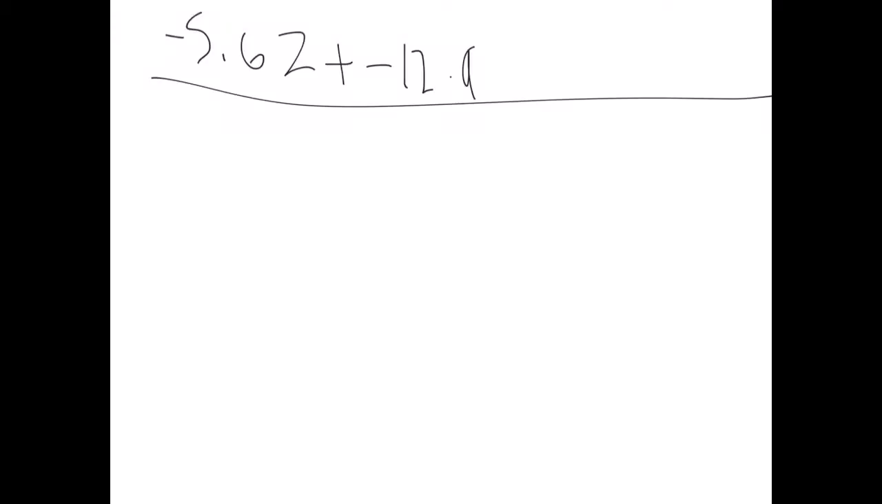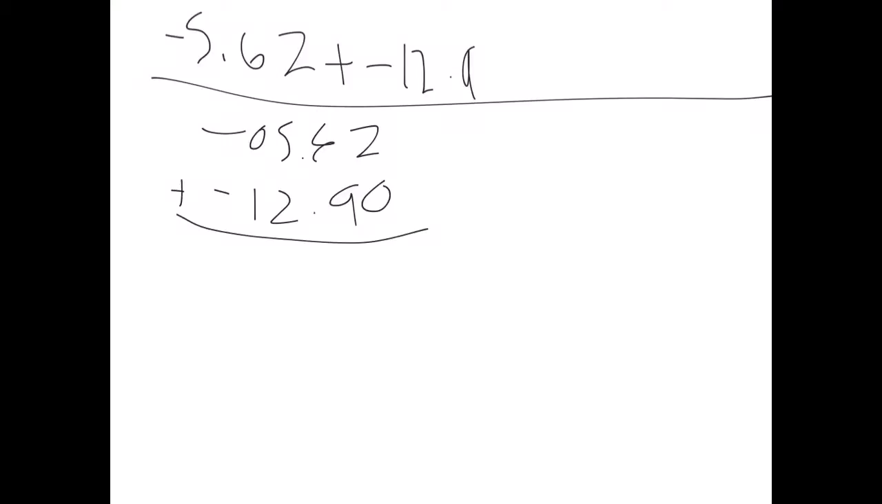This is how you add decimals. First, you line up the numbers by the decimal. So 5.62 plus negative 12.9. 0 can be a placeholder. All the spaces where you don't have a number, you can put 0 like this.